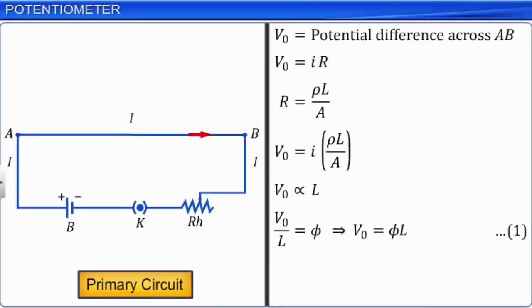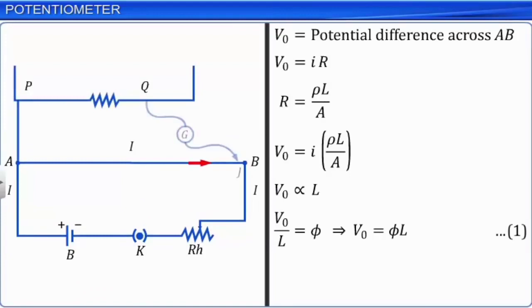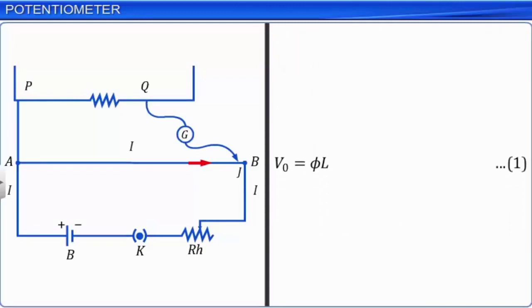If we need to measure the potential difference across a resistance in a circuit, we connect endpoints P and Q of the resistance to the primary circuit. Point P of the resistor is connected to point A of the primary circuit. As the connecting wire does not have any resistance, the potential at point P is the same as that at point A. Point Q of the resistor is connected to the potentiometer wire through a galvanometer G and jockey J.